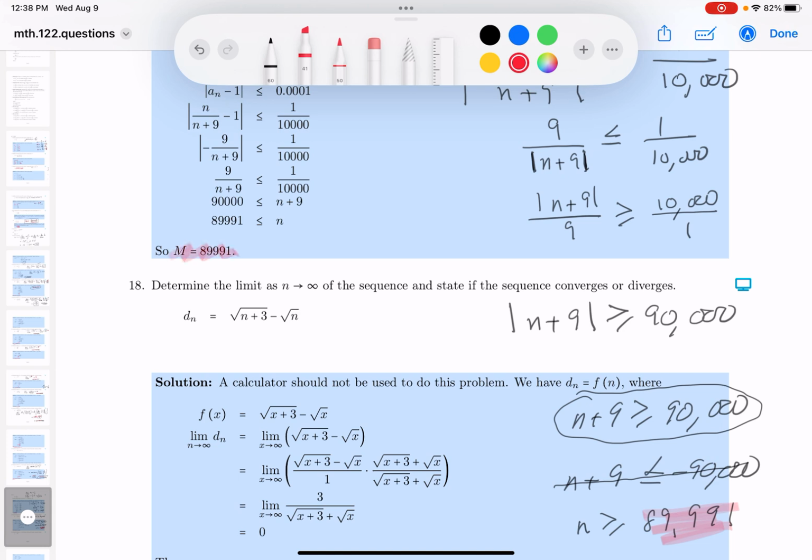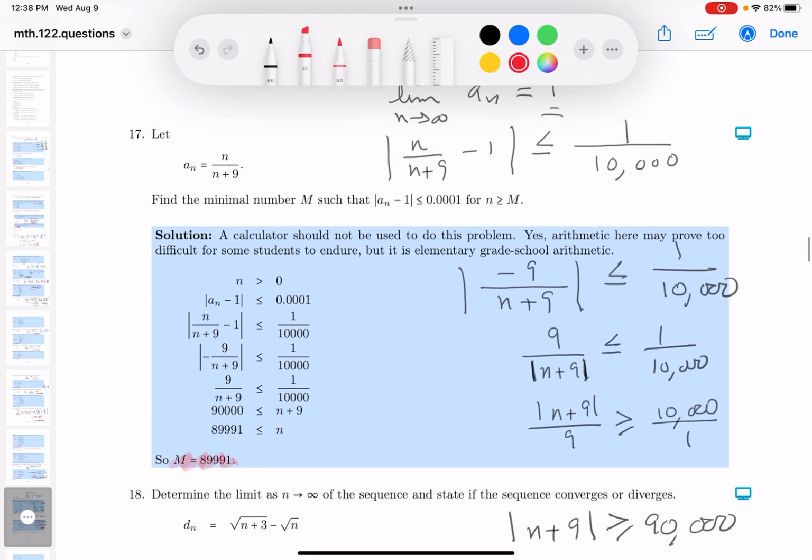89,991. All right. So that's how we have to do that for the number to be smaller than, or the difference between the limit and the actual computed number is less than or equal to what they said it was, which is this over here. We're good to go to the next question. Thank you.